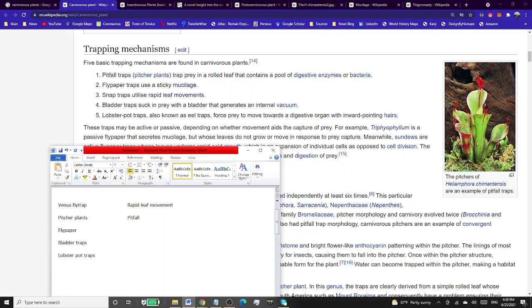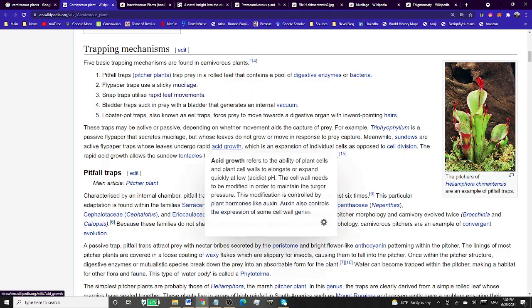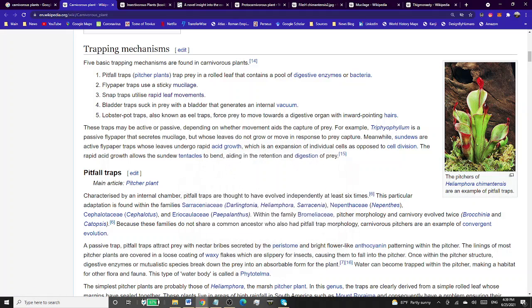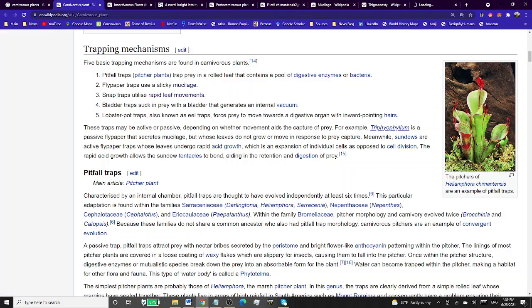Traps can be active or passive depending on how you get them. The Triphyophyllum is a passive flypaper which secretes mucilage, very mucusy things. The leaves do not grow or move in response at all. So this is the passive approach. You can just have sticky stuff, and the sticky stuff eats things.